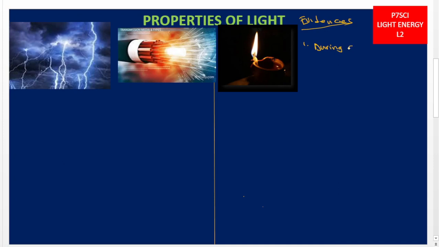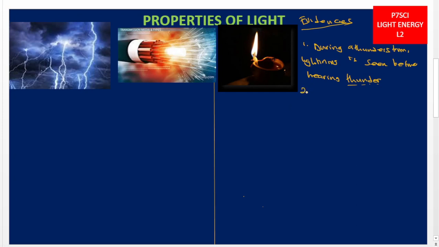So during a thunderstorm, lightning is seen before hearing thunder. Thunder is the sound coming from the cloud. We first see the lightning, then we get a sound. What does that show? That shows that light has come first, then sound next. Therefore, light travels faster than sound.